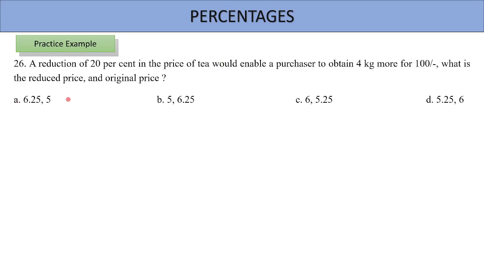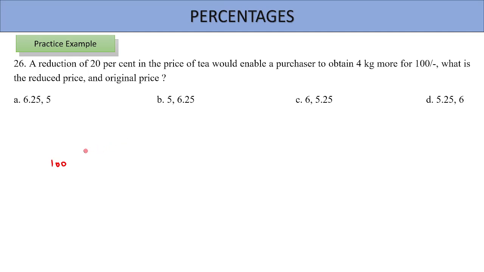Question 26. Here also we will use the options and try to reach the answer. A reduction of 20% in the price of tea would enable a purchaser to obtain 4 kg more for 100. So there was 100 rupees.